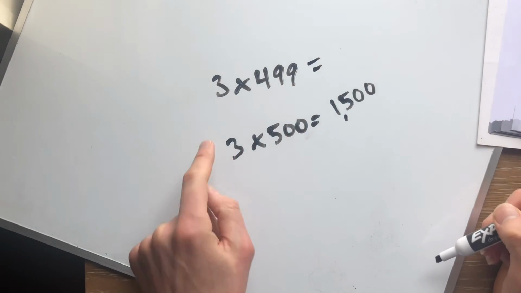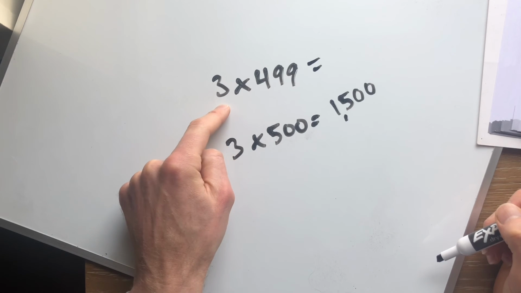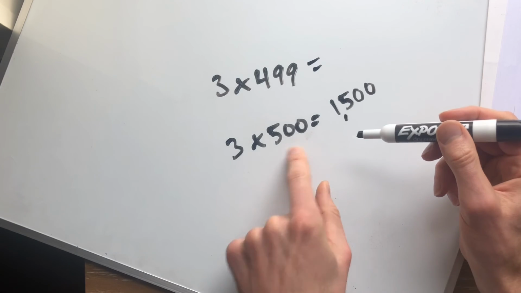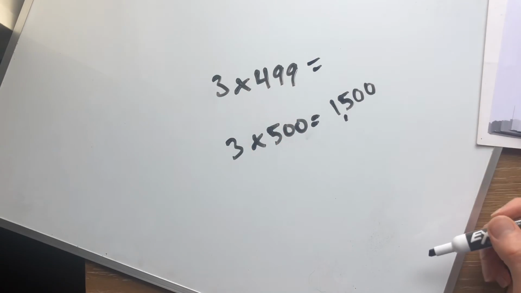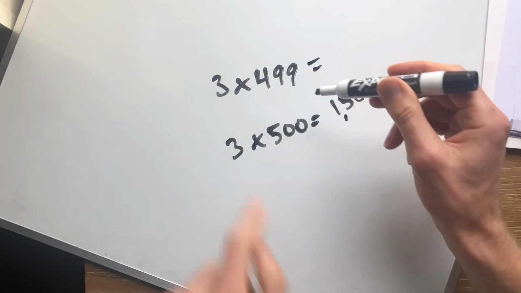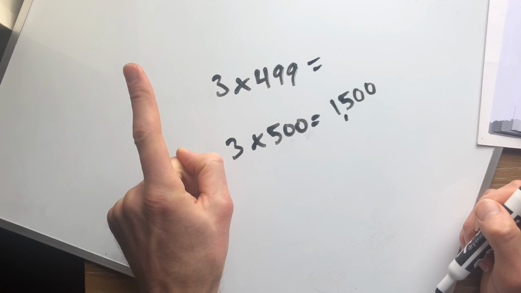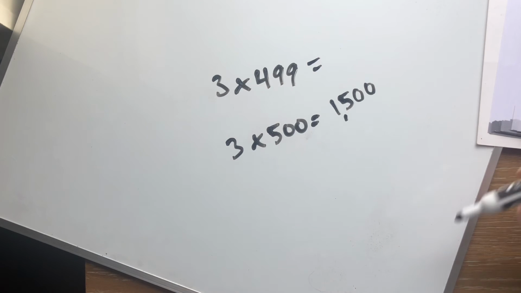So we had 1 too many 3s. So we've got to minus one of those 3s because we don't want 500 3s, we want 499 3s. So the answer is going to be a little bit less. How many less? It's going to be 3 less. It's going to be one group of 3 less. Because we went a little bit over. But that's not that hard. Just take 3 away from 1,500.